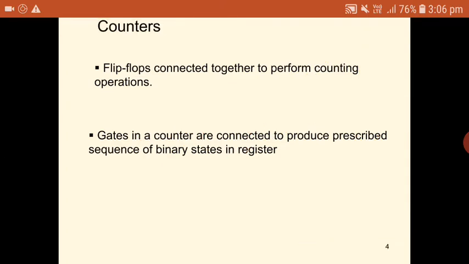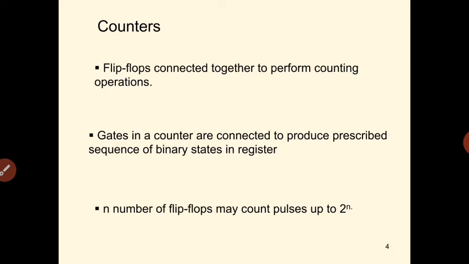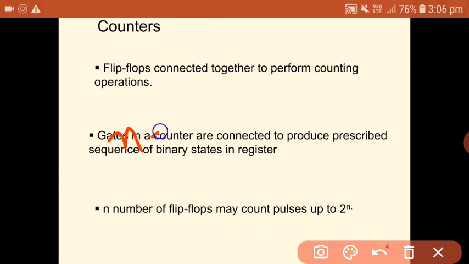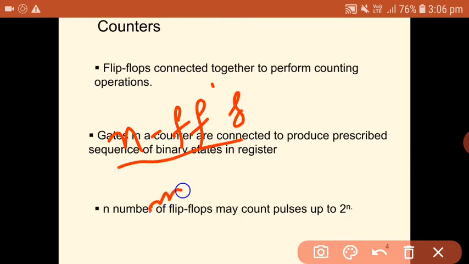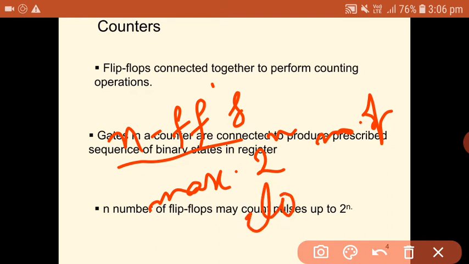Gates are used in a counter to produce a prescribed sequence of binary output states in a register. If you are considering n number of flip-flops in a counter, it may count a maximum of up to 2 to the power of n number of clock pulses. So for a given n flip-flops, the maximum number counted is 2 to the power of n clock pulses.